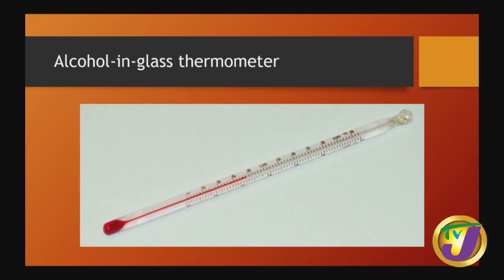Here we have an alcohol in glass thermometer. Now the difference between the two is simply their names. One is mercury, one is alcohol, but their construct is basically the same. Alcohol is a colored liquid, mercury is a silver liquid.